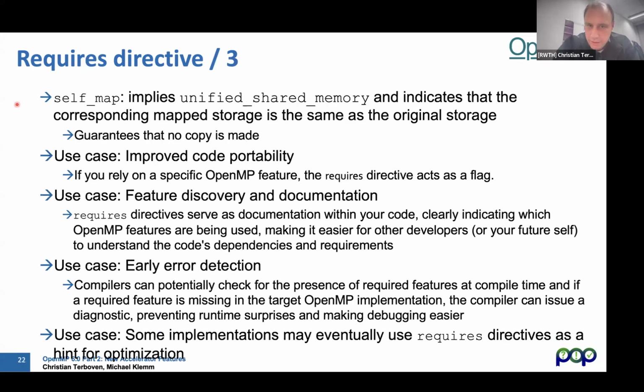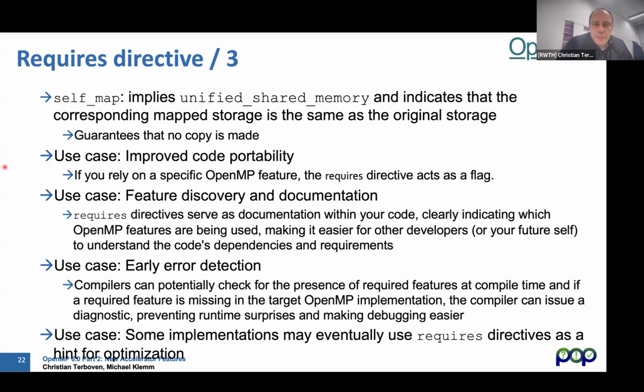Self-map is a feature of unified shared memory. So if you require self-map, that implies unified shared memory, and that indicates that unified shared memory works so that the mapped storage, meaning the device storage, is the same as the original storage, so that you do not have to do any mapping, be it explicit or implicit. It's actually the same logical memory. So that gives you the guarantee that no copy is being made.